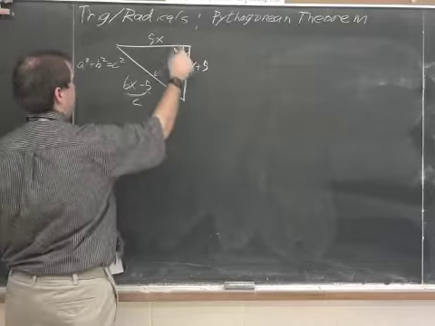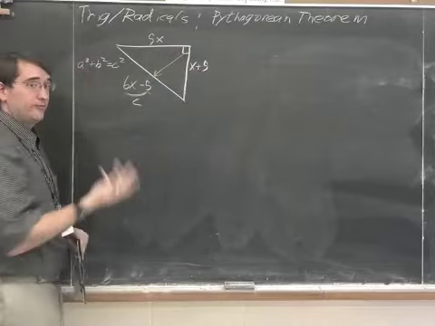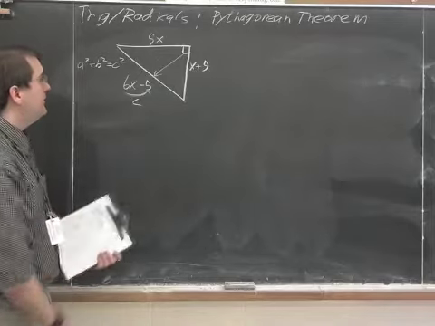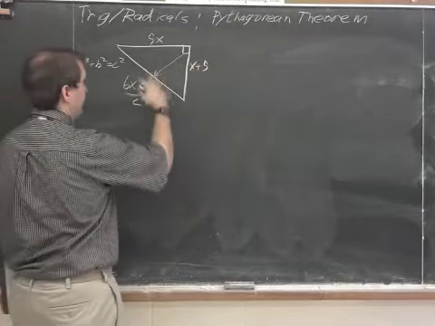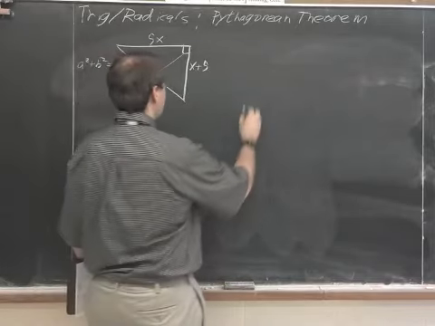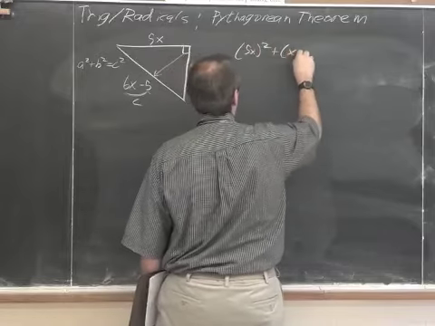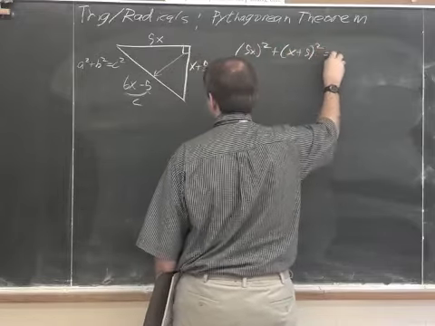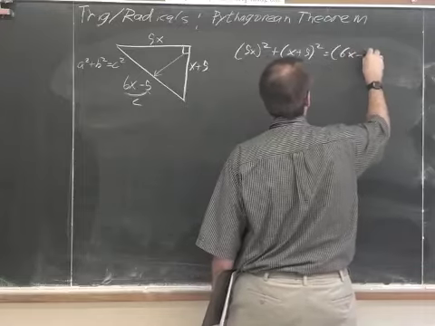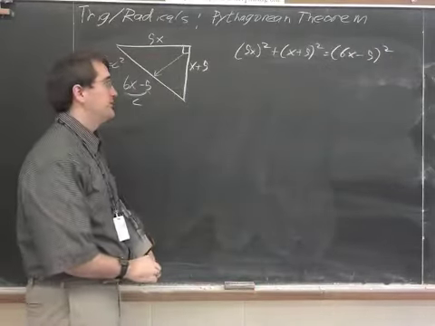It actually doesn't matter which of these we call A and B, because it doesn't matter how we add those. Addition is commutative, remember. But what this means now is I get a more complicated equation. What I have is the square of 5x plus the square of x plus 5 equals the square of 6x minus 5. This is my initial setup for this particular equation.